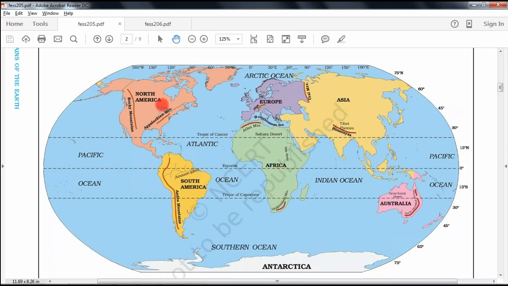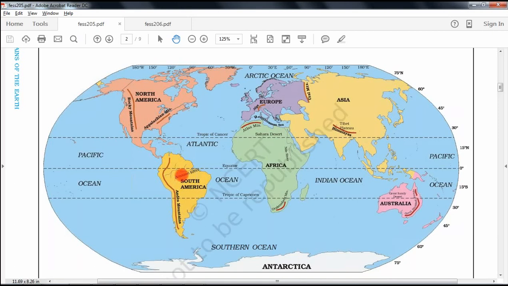Coming to North America, this is the third largest continent. There are Rocky Mountains and Appalachian Mountains in North America. North America is almost in the northern hemisphere, and on the east there is Atlantic Ocean, and on the west there is Pacific Ocean. To the south of North America there is the continent of South America. Here, North America is separated from the continent of Asia by a narrow strait of water called Bering Strait.